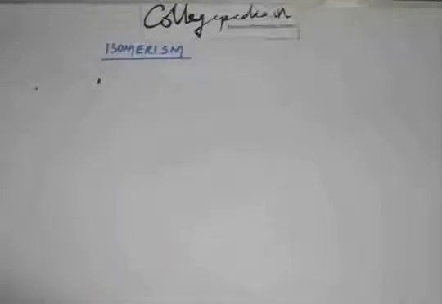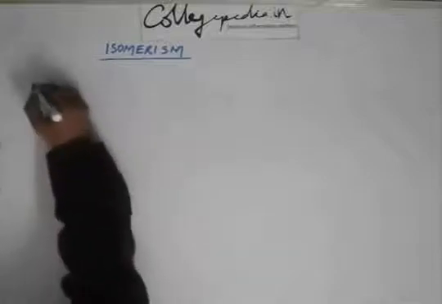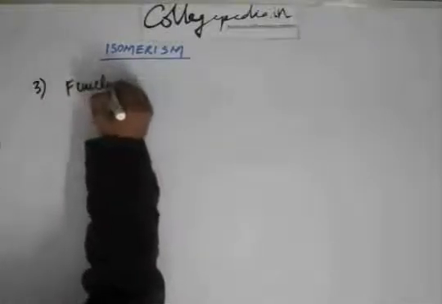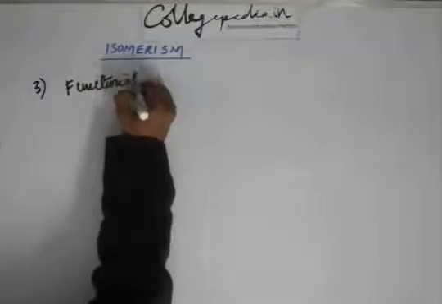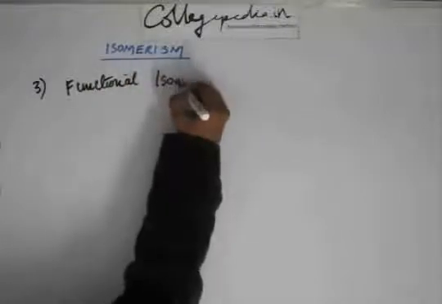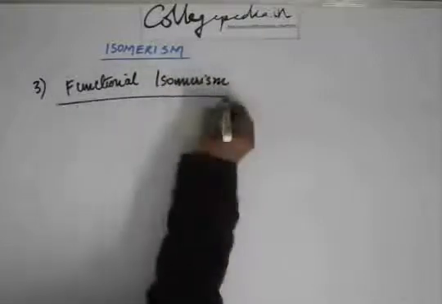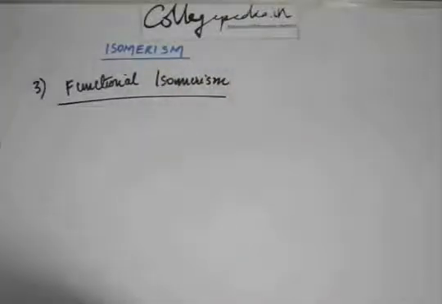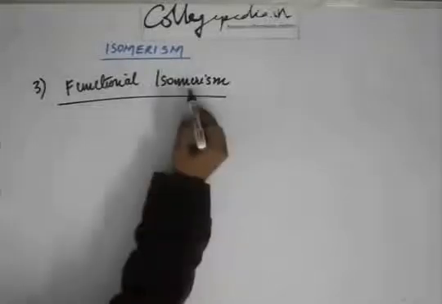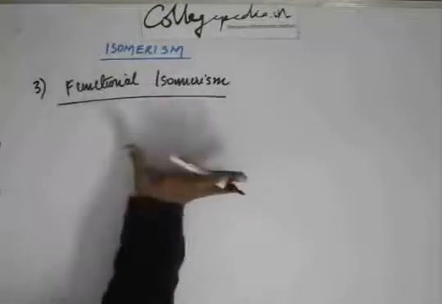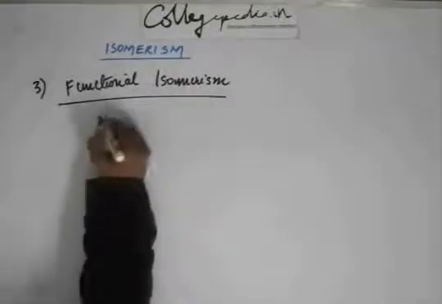Next we move on to another kind of structural isomerism. This will be called functional isomerism. Functional isomerism, as the name suggests, is first of all isomerism, so the molecular formula has to be the same. Functional isomers will have the same molecular formula, but they'll have different functional groups.